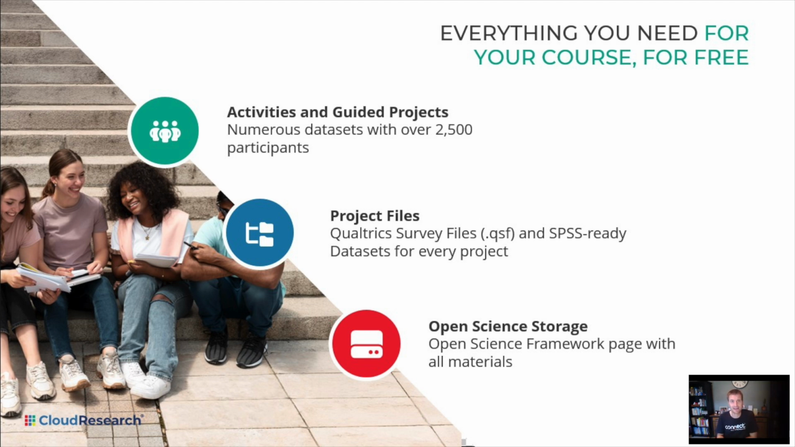Each activity and guided project comes with Qualtrics files, a QSF file, and ready-to-use SPSS datasets. If you're not using Qualtrics or SPSS, there are also other versions of these files that students can open in any program that you are using. All of the materials and files for each project are stored on the Open Science Framework, where there are folders for each chapter, and this allows you to introduce students to the idea of sharing research and data and open science.